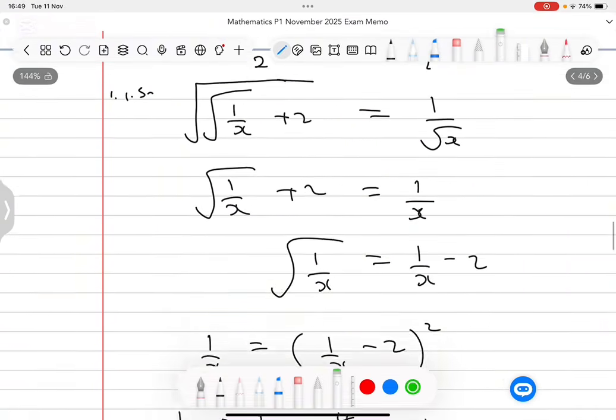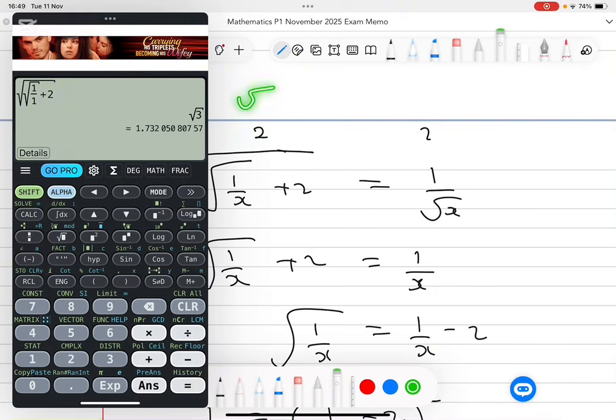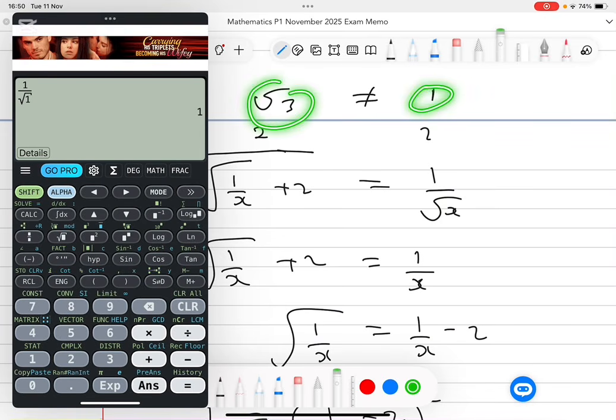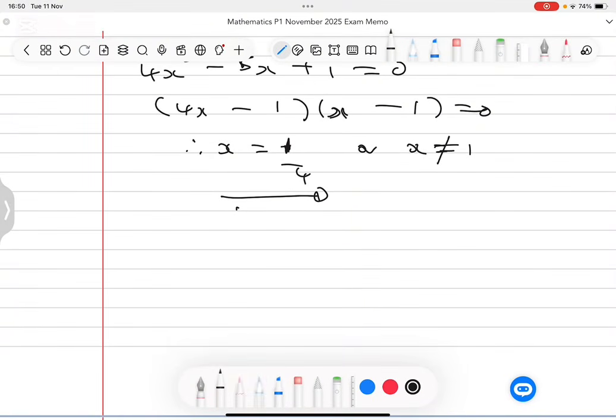It's correct. Now we have to test the 1 now. So again, if we come here and we say that we have the root of 1 over 1, and we are adding a 2 here, I get the root of 3 on my left-hand side. And if we then test the right-hand side, I'm going to have the root of 1 here, then I get a 1. Can you see that these two are not equal? The root of 3 is not equal to 1. So it means we have to reject the value of x to be 1. X cannot be 1 because it does not satisfy the equation. It does not make it true.